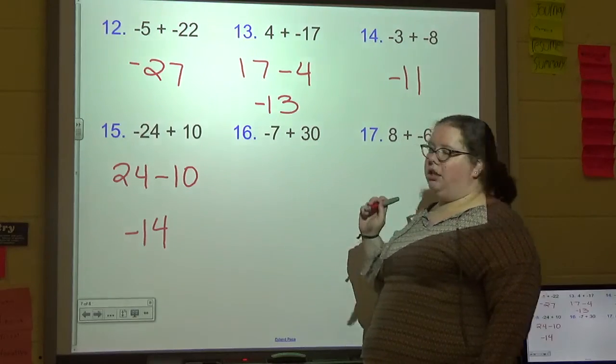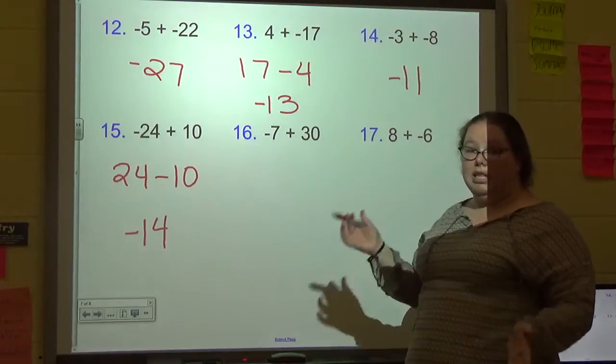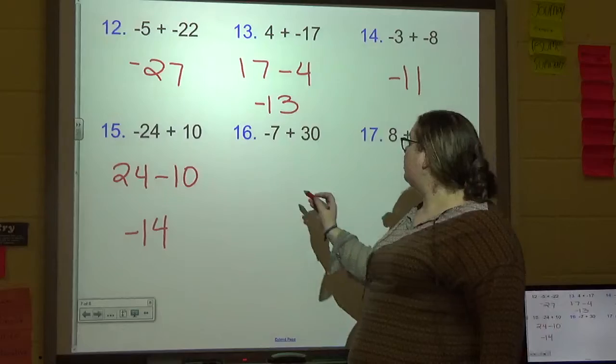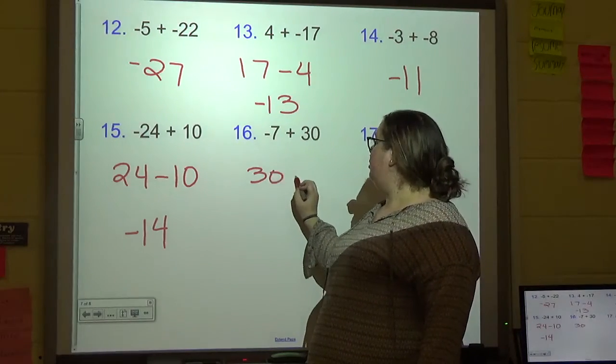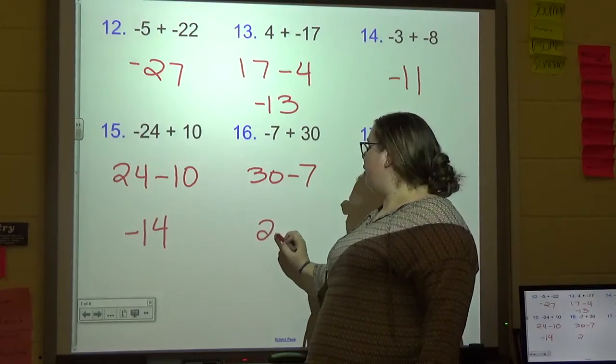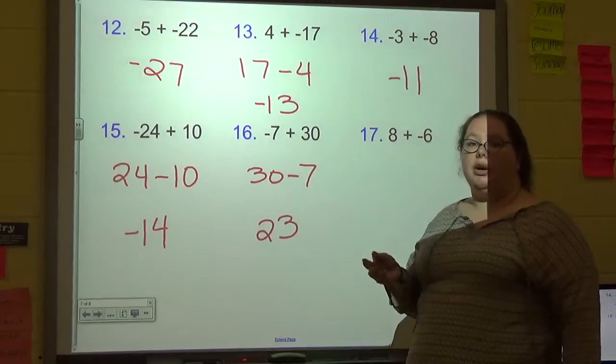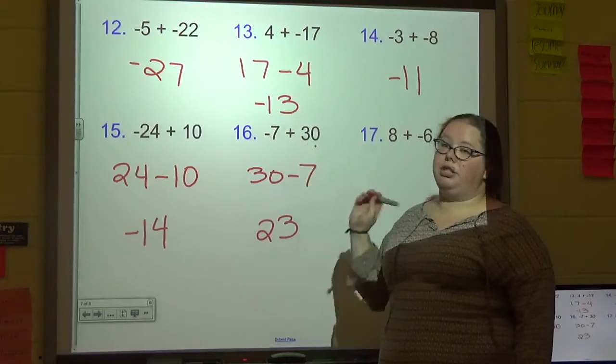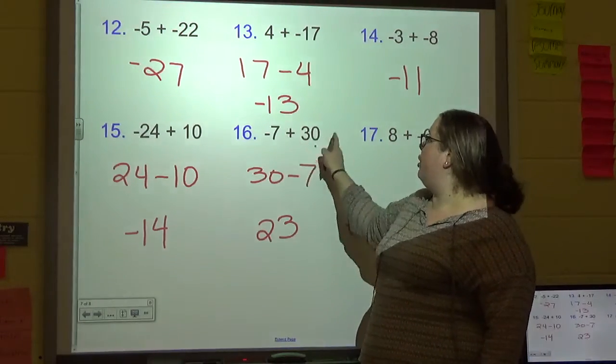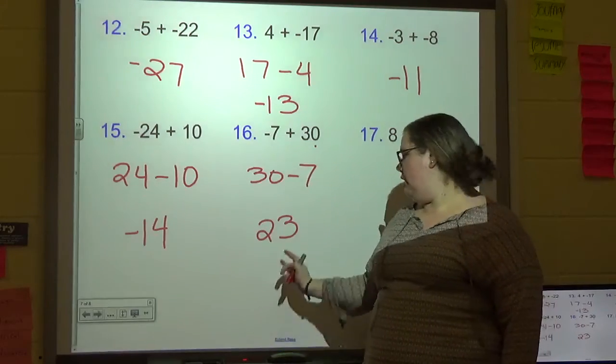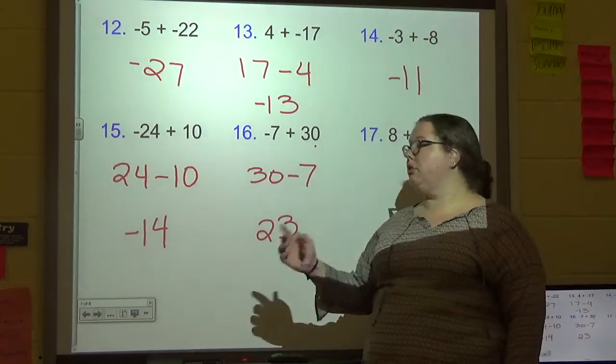-7 plus 30. Different signs, subtract. 30 minus 7 is 23. Now who's bigger? 30 or 7? 30 is the bigger number. Since it's positive, my answer is positive.